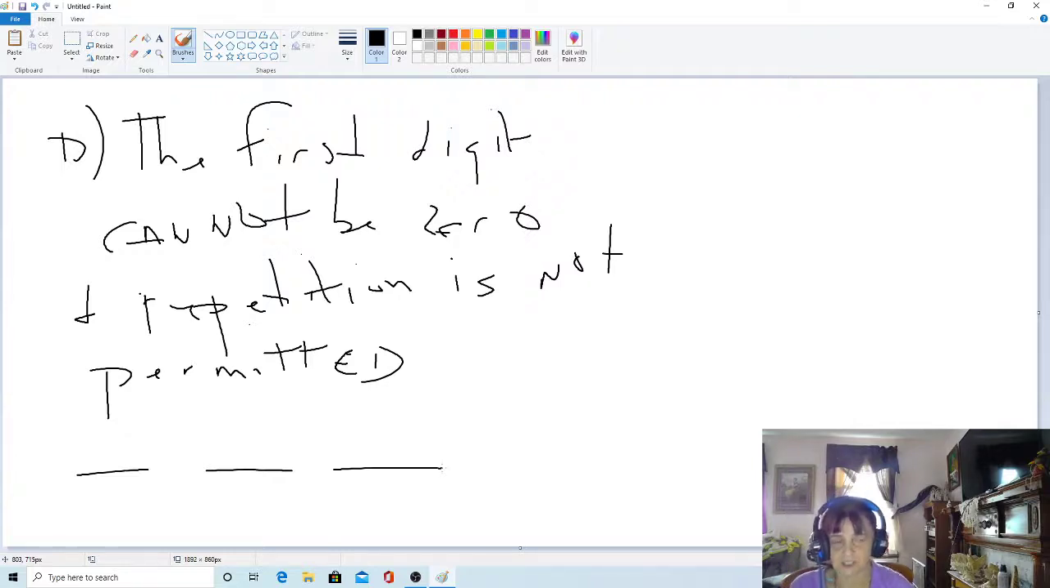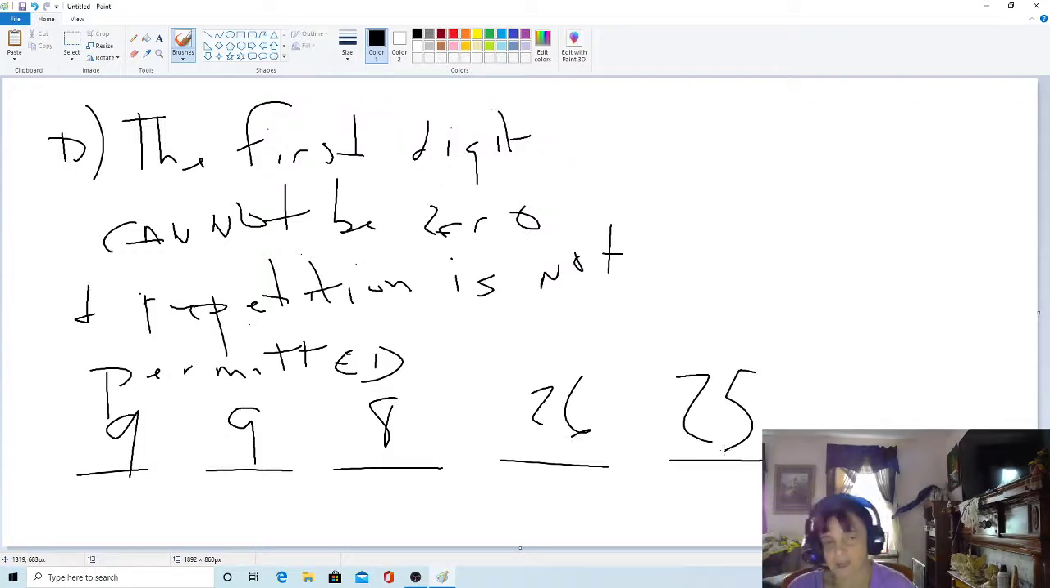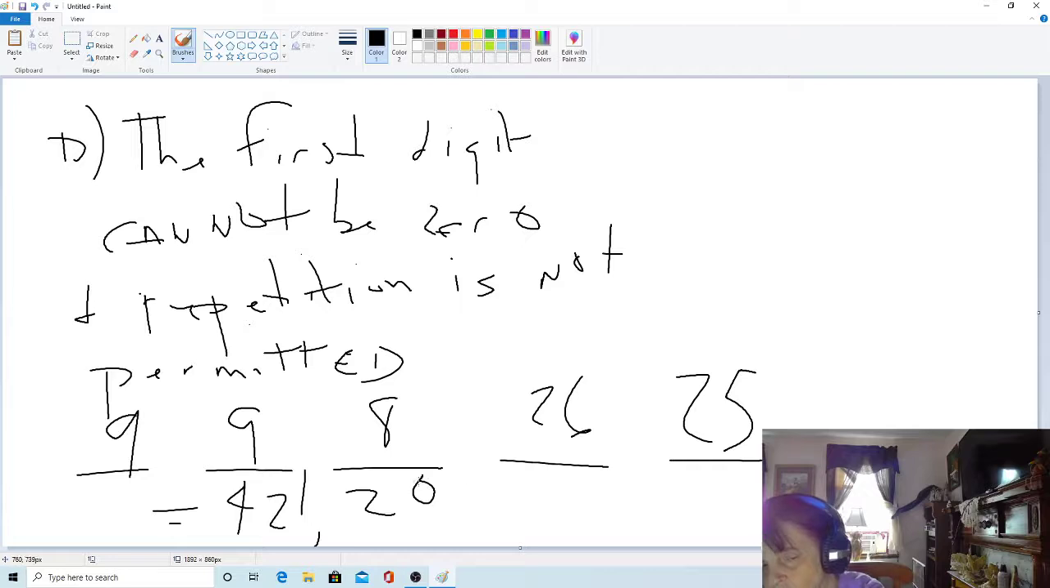Okay, you have 10 digits, so the first digit can't be 0, so you have 9 to choose from, and you use one of those digits, so you still have 9 for the second digit, and then 8 for the next one, and then 26 letters and 25 for the next one. So 9 times 9 times 8 times 26 times 25 is 421,200 different ways.